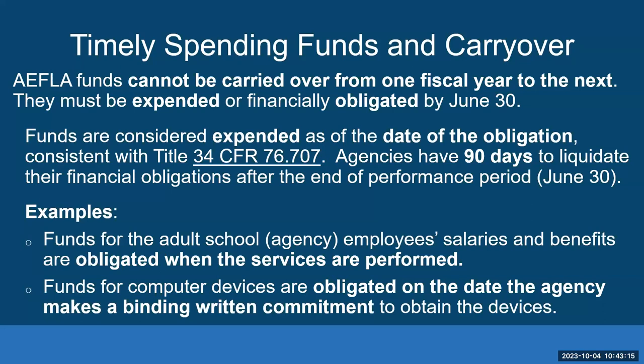I have a couple of examples that will help us understand this requirement. Salaries and benefits obligate when the services are performed, which means that you can only report those up to June 30th. Comparing to, for example, computer devices, they obligate when the agency makes that written commitment. In many situations, you will want to order computers or laptops in May or April, but they will not be available until July or September. The funds are considered obligated when you made that written commitment in May or April, and you can claim those as part of that fiscal year, even though the devices will be received after June 30th.